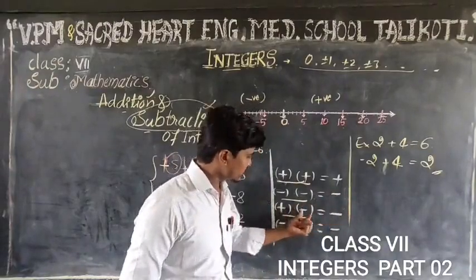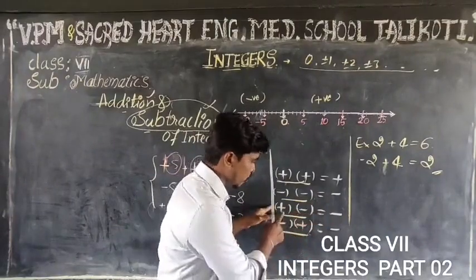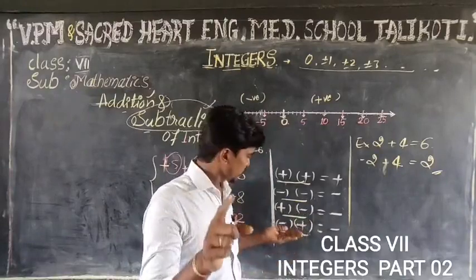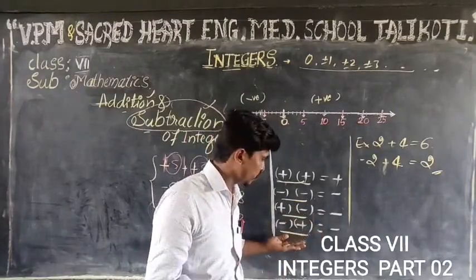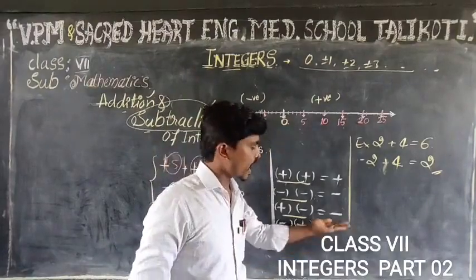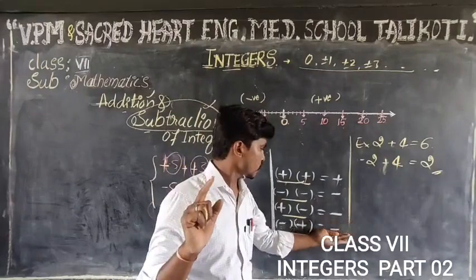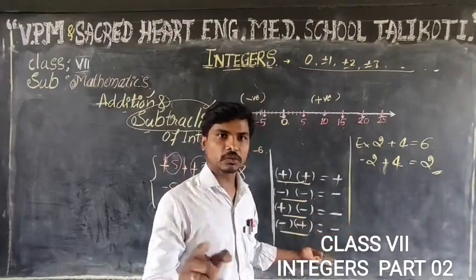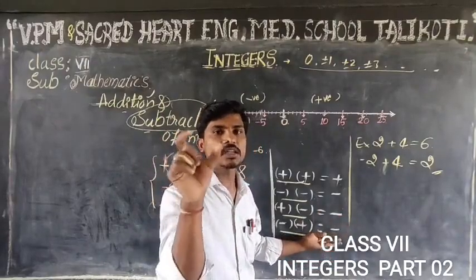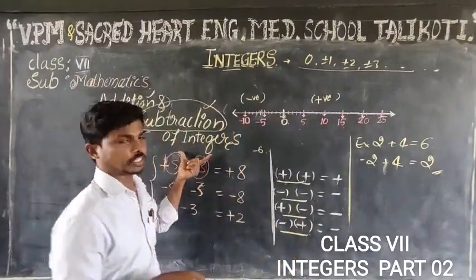If both the signs are different, yes sir, here both the signs are different. This is positive, this is negative. This is negative and this is positive. If the signs are different, then you go for subtraction. In the result, whichever is the greater number, you must mention the greater one's symbol. This is all about the addition and subtraction of integers.